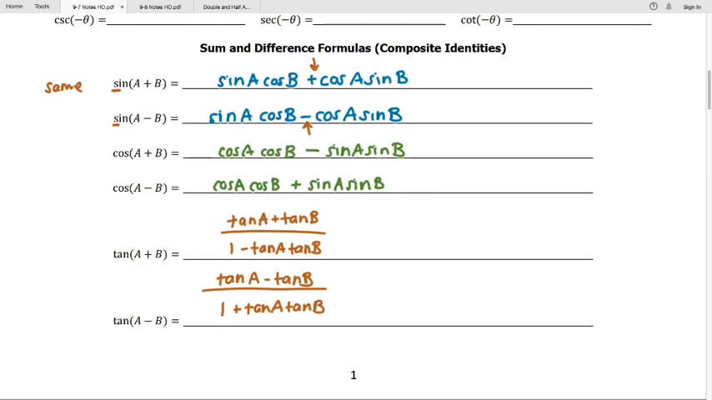For cosine, if we take a look, cosine starts with a C, so does the word change. So when we expand cosine, we will change the sign. We had a plus, A plus B, and we expanded to a minus: cosine A, cosine B, minus sine A, sine B. Again, when we had cosine of A minus B, we had subtraction. We changed the sign to addition when we expand. And then lastly, tangent, the sign will match on the top, and then it changes on the bottom.